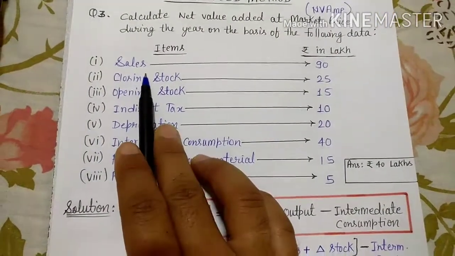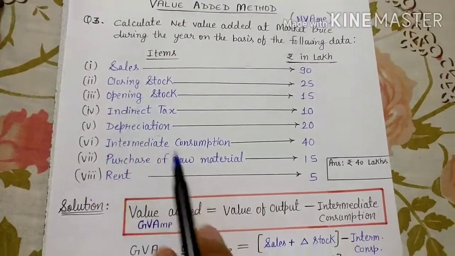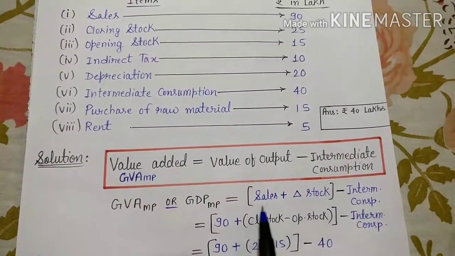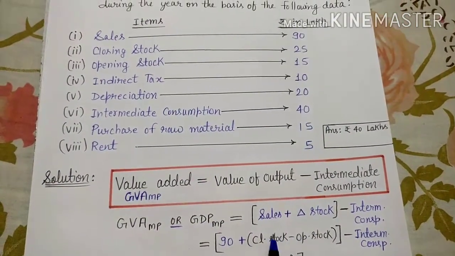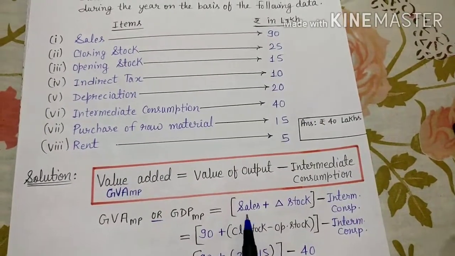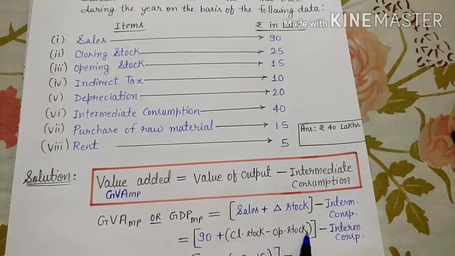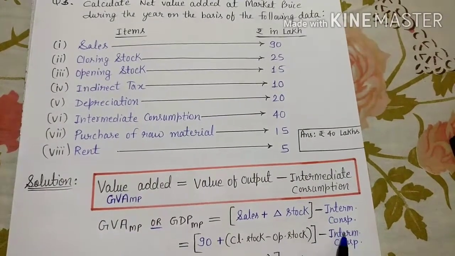Sales is given, yes. Change in stock is given, closing and opening stock given. So we will find out change in stock. So sales plus change in stock: sales is given, 90 lakh. It is given in lakh, 90 lakh. Then change in stock is closing stock minus opening stock, minus intermediate consumption.